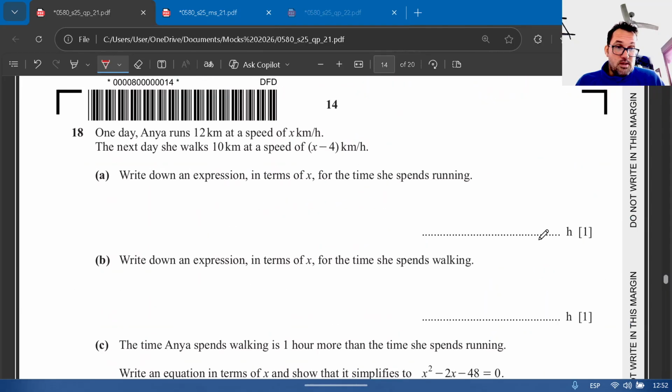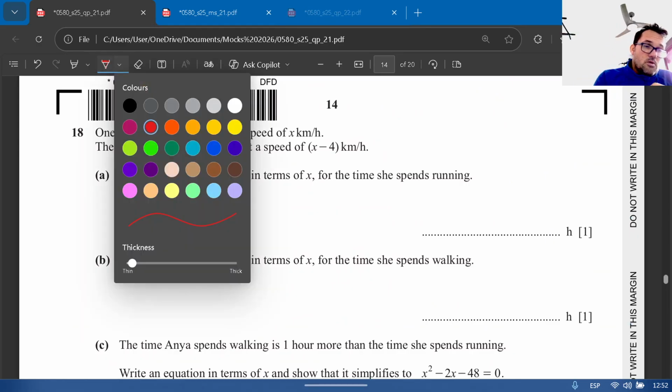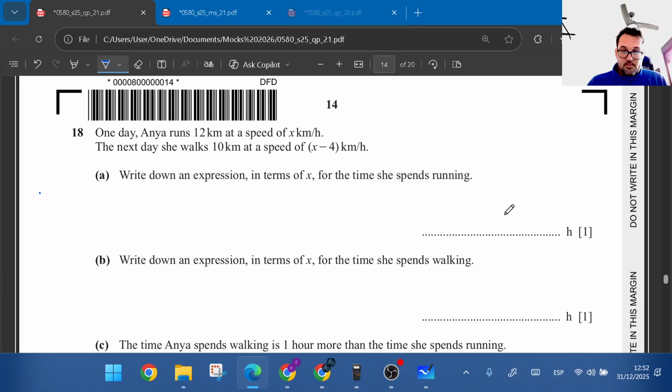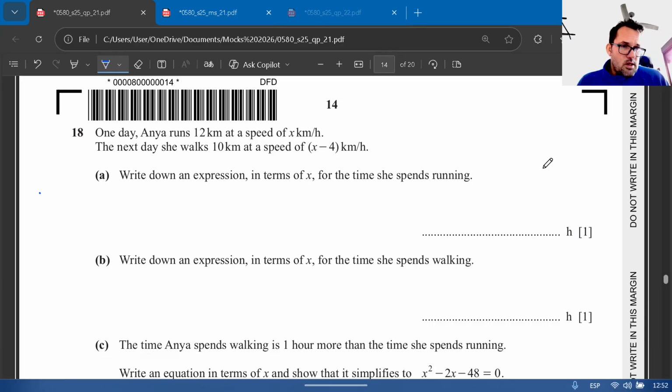So that's probability done. Moving on to question 18. One day, Anya runs 12 kilometers at a speed of X kilometers per hour. The next day she walks 10 kilometers. That's just to get the acid out of the muscles and get rid of the stiffness. She walks 10 kilometers at a speed of X minus 4 kilometers per hour. So obviously she's a bit slower because she's walking. Write down an expression in terms of X for the time she spends running.